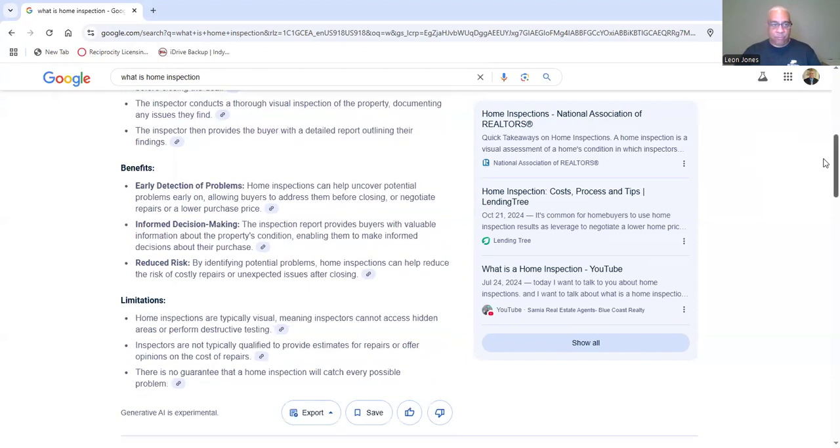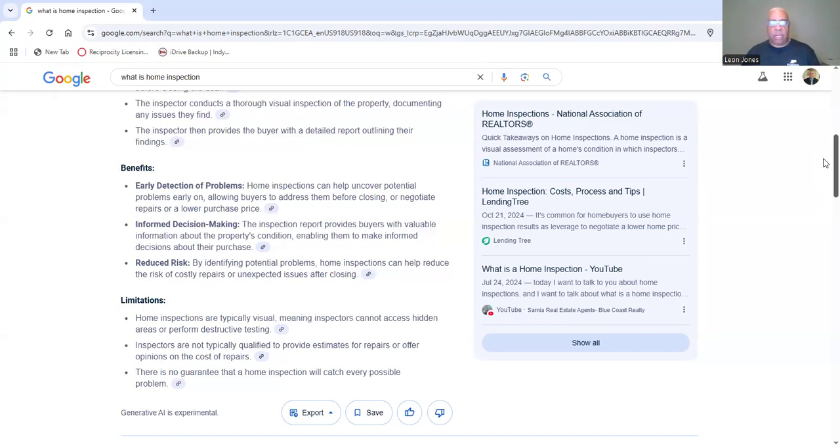Out of benefits, early detection of problems. Home inspectors can help uncover potential problems early on. Again, before you buy a house, this is if you understand what inspections are. Home inspections can help uncover potential problems early on while allowing buyers to address them before closing or negotiating repairs or a lower purchase price.